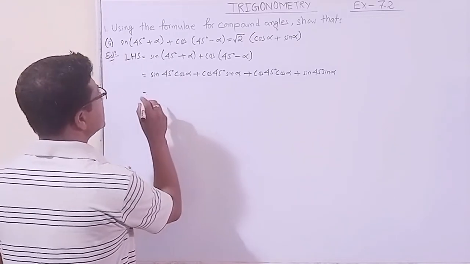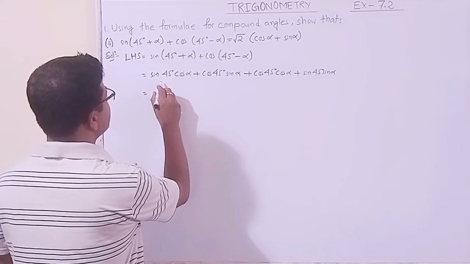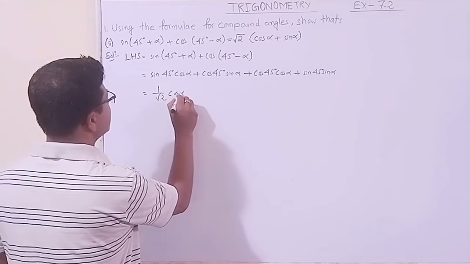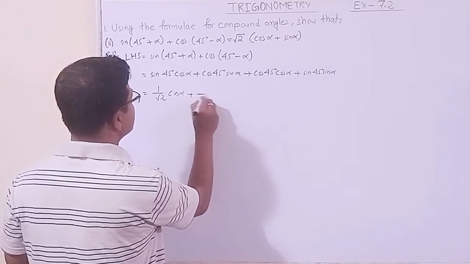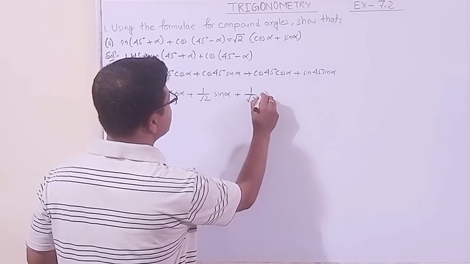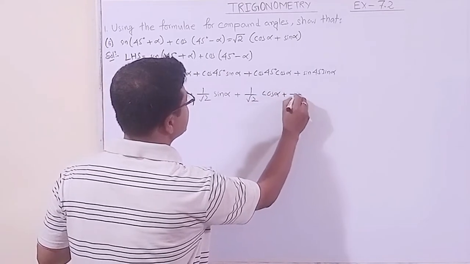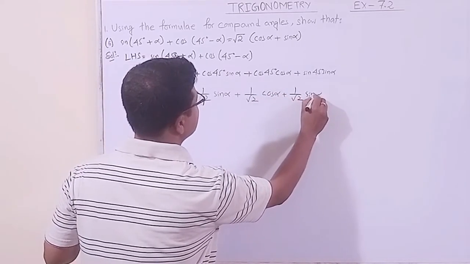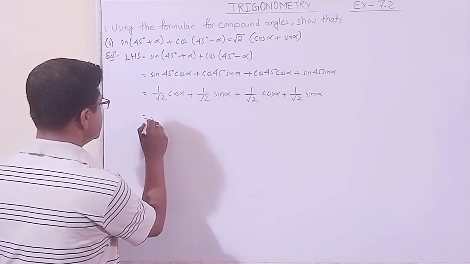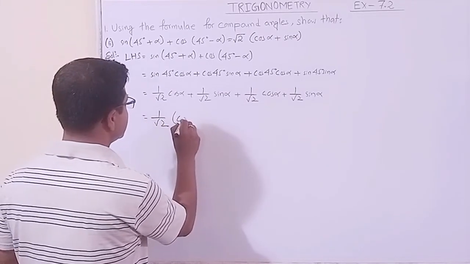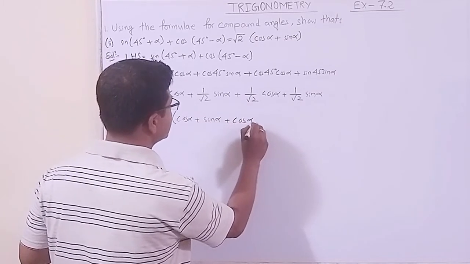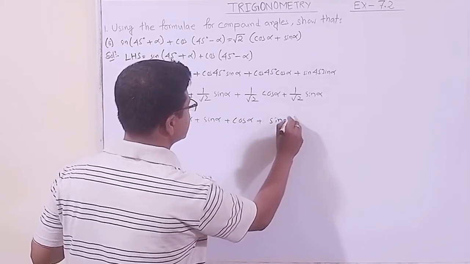Here let us substitute. Sin 45 degree is equal to 1 by root 2 cos alpha. Cos 45 degree is equal to 1 by root 2 sin alpha. Cos 45 degree is 1 by root 2 cos of alpha. Sin 45 degree is 1 by root 2 sin of alpha. Okay, now from these four, what is common? 1 by root 2 is common. What is left here? Cos alpha, here sin alpha. Here what is left? Cos alpha, and there sin alpha is left.